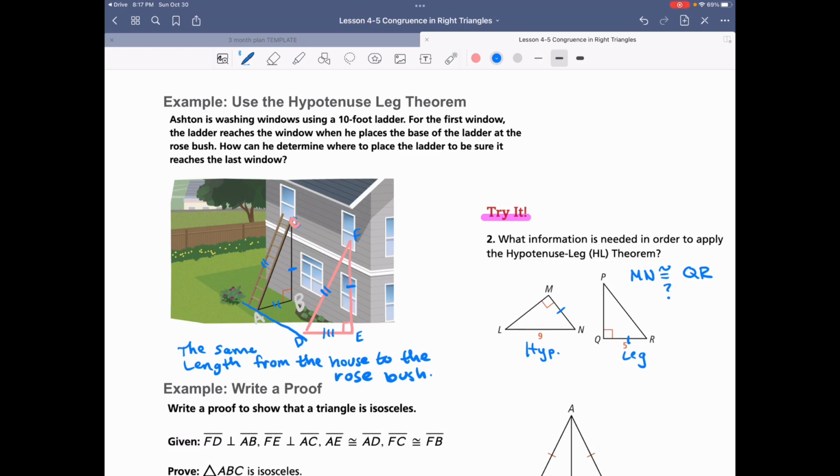Are they congruent? And we would also need to know the hypotenuse of the other triangle. So we're given the hypotenuse LN. Is that congruent to the other hypotenuse? Remember, the right angle points to the hypotenuse. So is LN congruent to PR? And if we knew that, then we would be able to use the hypotenuse leg theorem.